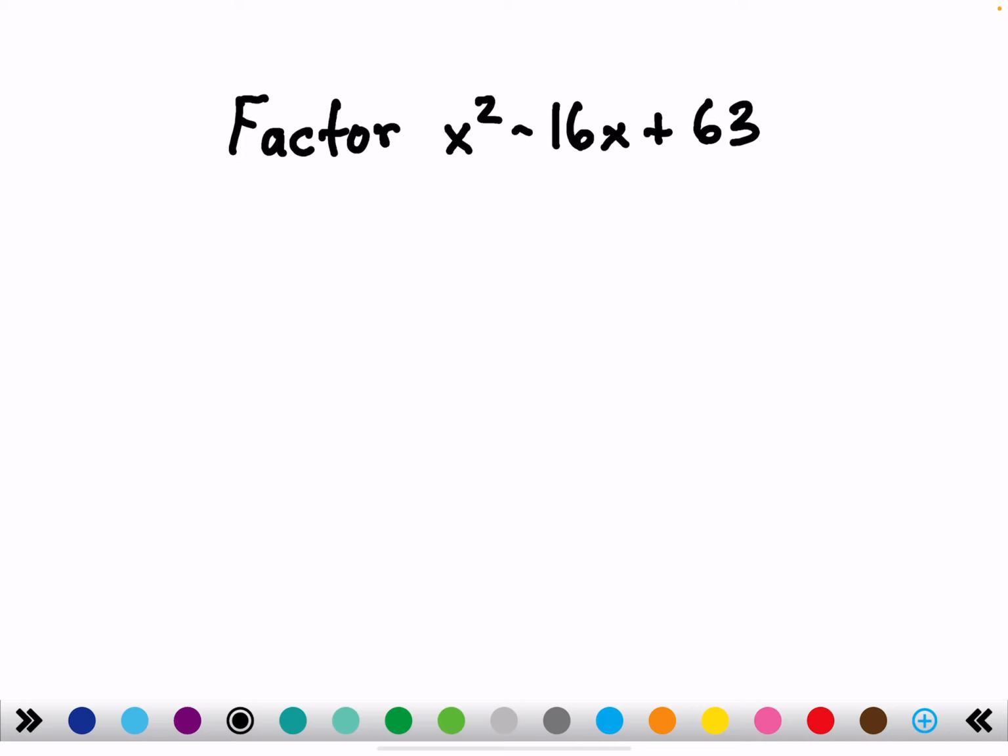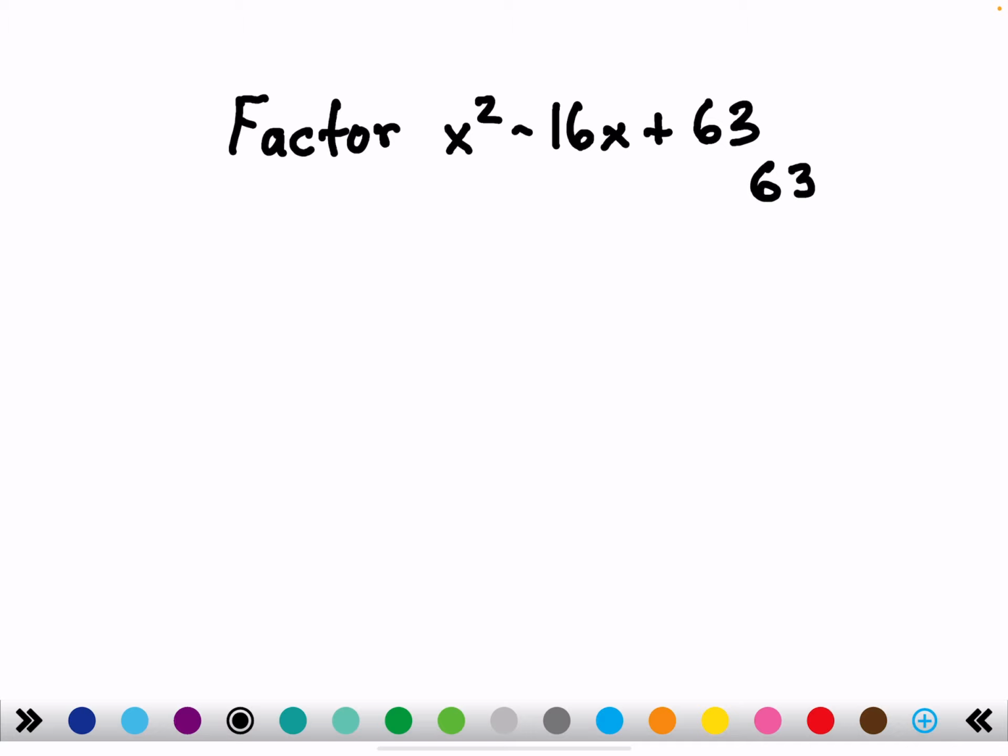Let's factor x squared minus 16x plus 63. Please pause the video and turn it back on when you need to check your answer or if you have any questions. So now let's ask ourselves the factoring question. What are two numbers that multiply to positive 63 and add to negative 16?